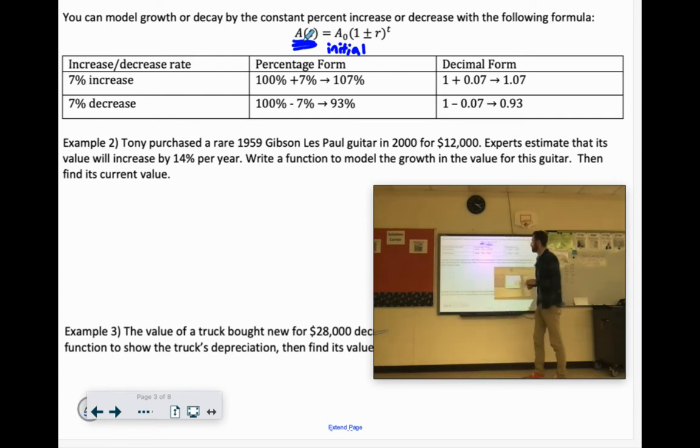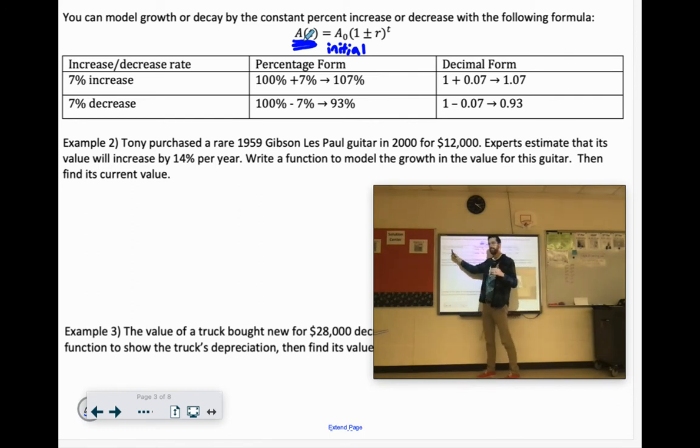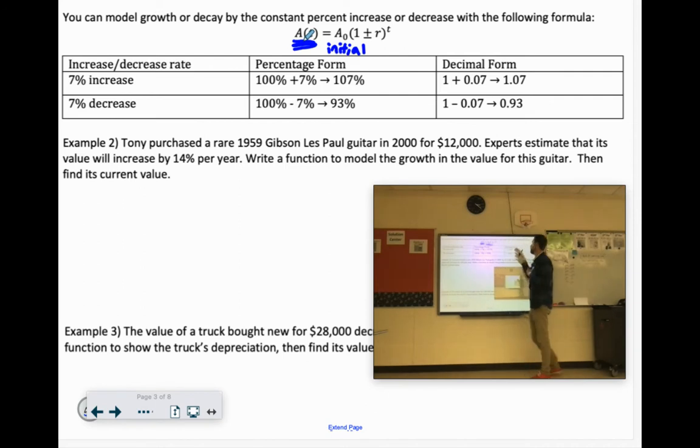So if you look here, a 7% increase, think of like 100% plus 7% would be 107%. Written as a decimal, that would be 1.07. Or you can set it up 1 plus 0.07, which is 1.07. That's fine too. 7% decrease, you would just subtract that from the 100%, which would give you 93%. As a decimal, 0.93. Or just do 1 minus 0.07 and get the 0.93 that way.